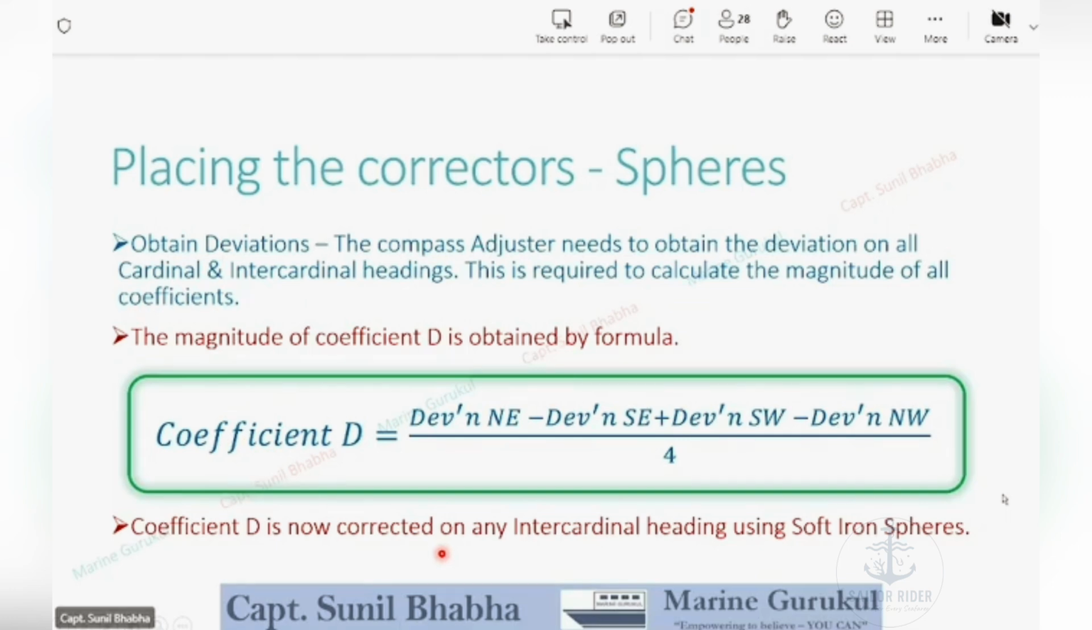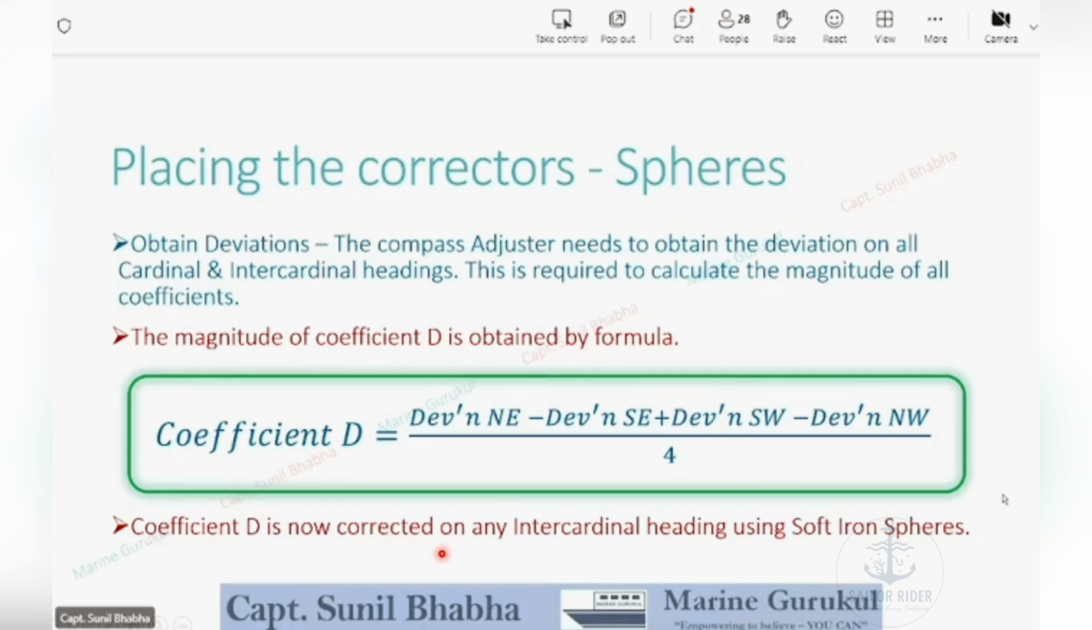Then slowly the compass adjuster moves the spheres closer to the compass. As the spheres come close to the compass, you see the heading change increasing gradually. Now the compass adjuster brings the spheres to the required distance where the change in heading is exactly the same as the magnitude of coefficient D. That is the correction we require.